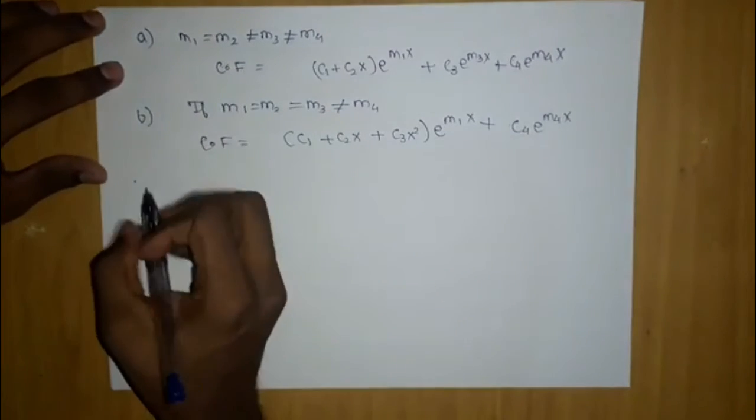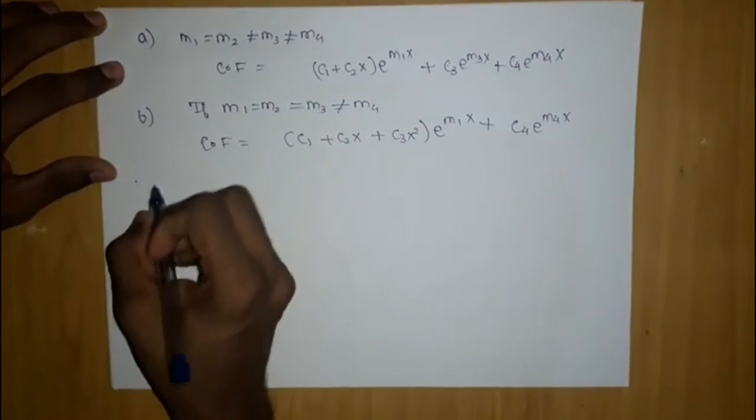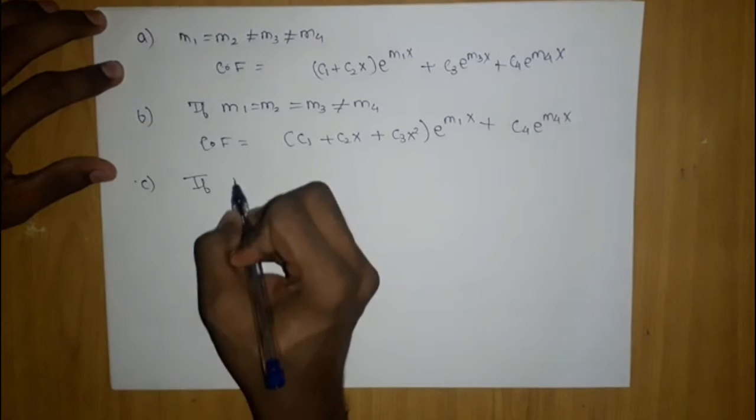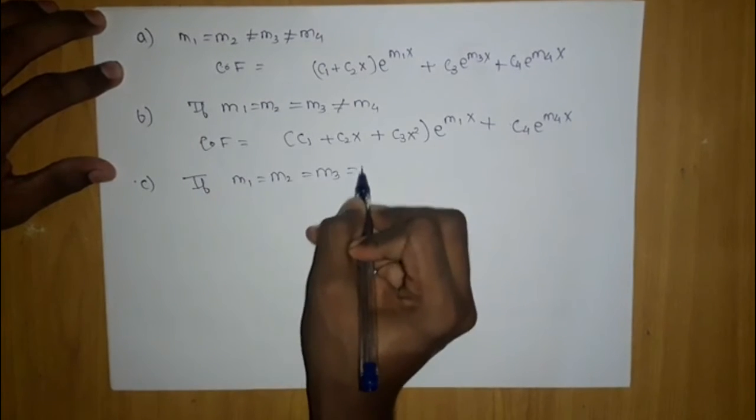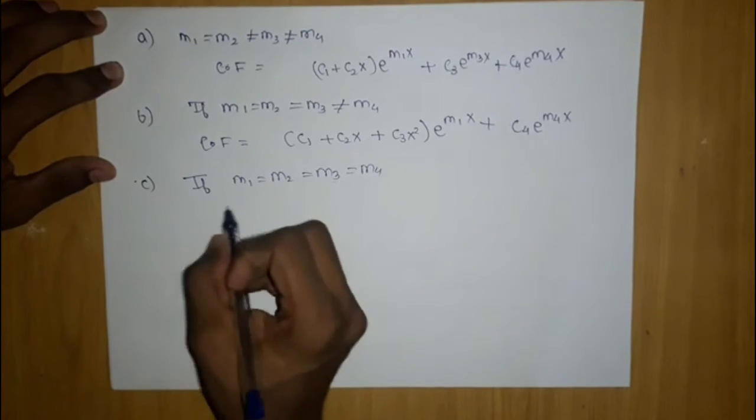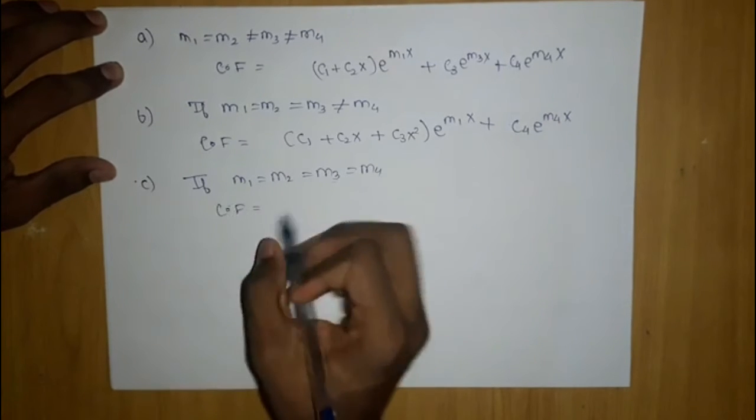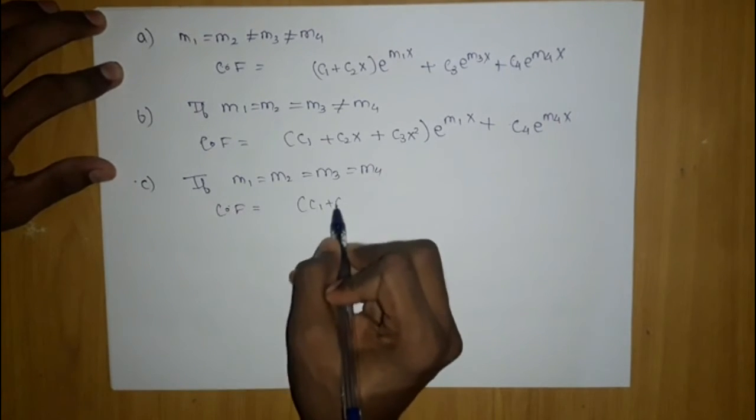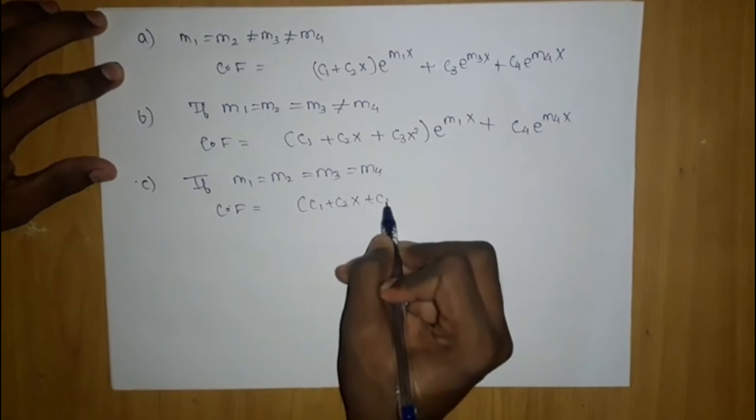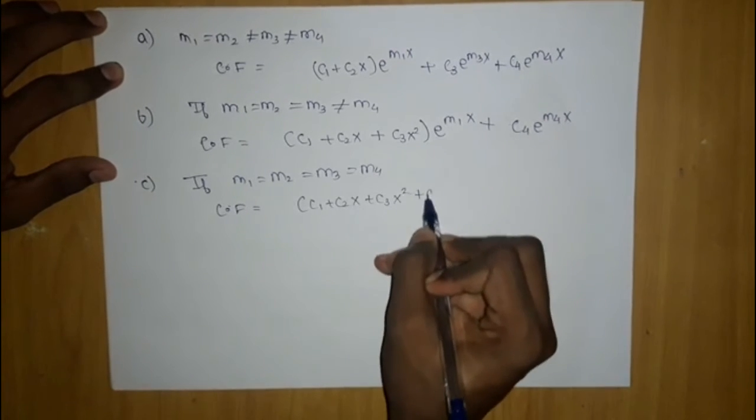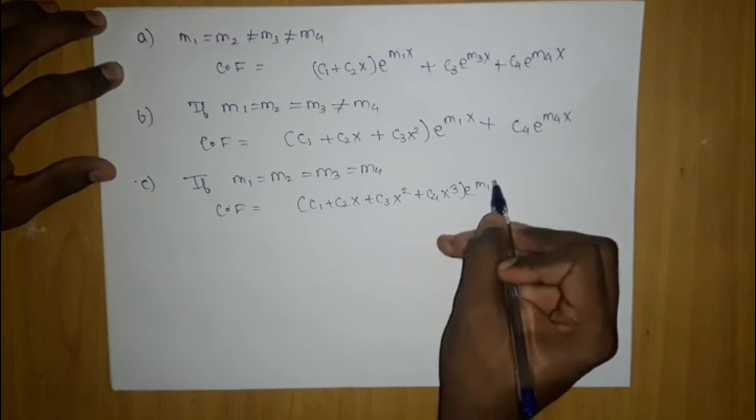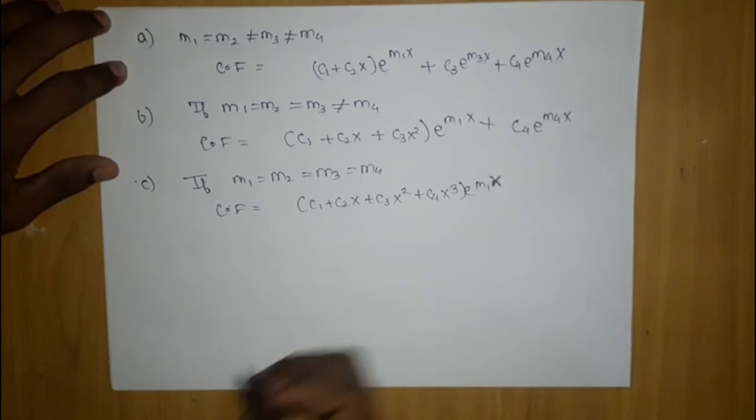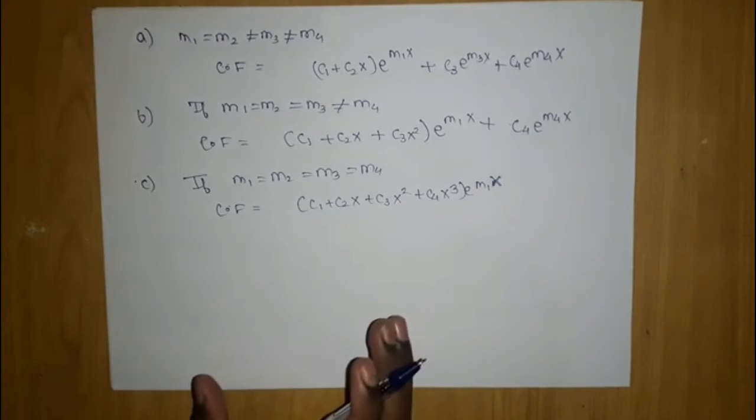Now, the third case: if m1 equal to m2 equal to m3 equal to m4, if all of them are equal, then the complementary function is given by c1 plus c2x plus c3x square plus c4x cube into e to the power m1x. So this was the thing related to roots being equal and not equal.